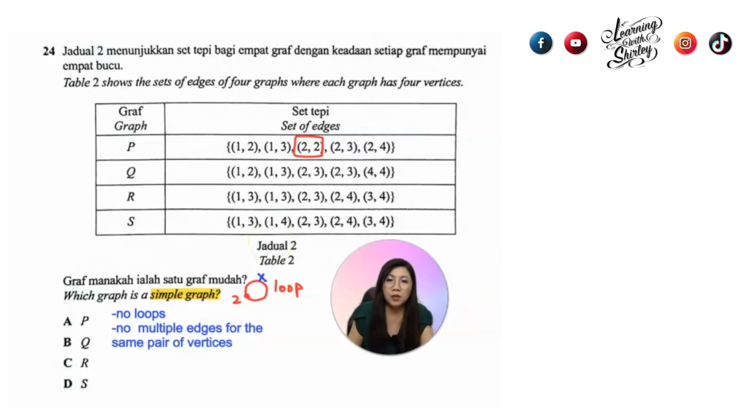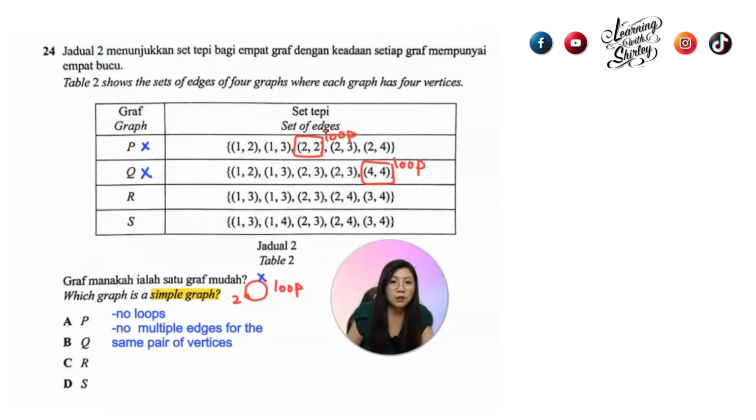Cannot have any loops, which means that if 2 goes back to 2, then P is incorrect. So we try to find another one. 4, 4 is also a loop. This is a loop, this is a loop. So which means that Q is also incorrect.